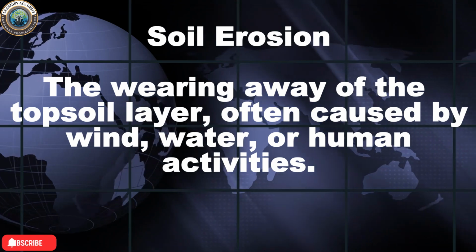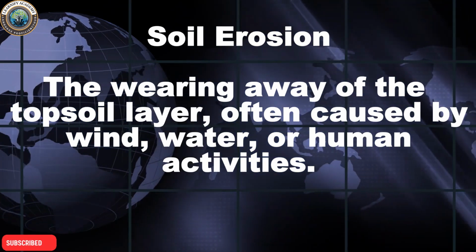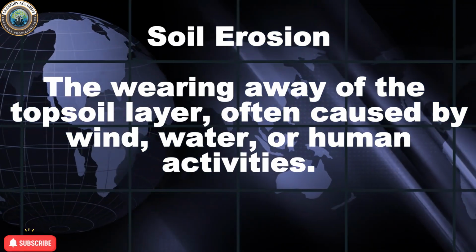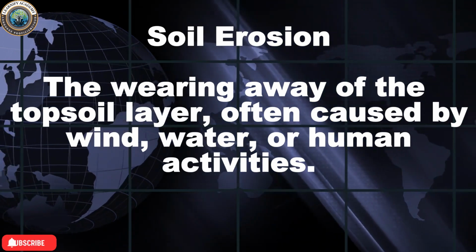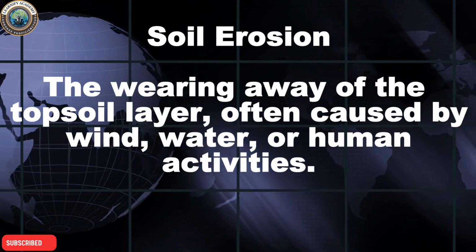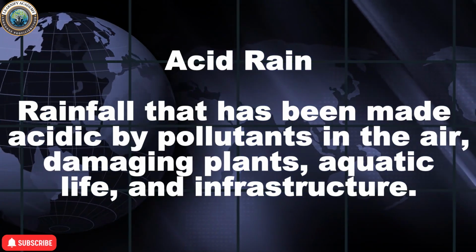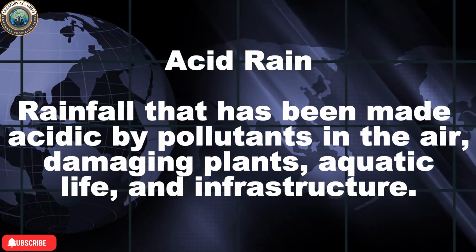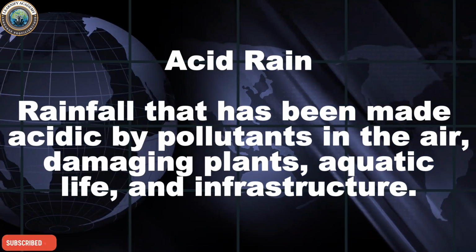Soil erosion, the wearing away of the topsoil layer, often caused by wind, water, or human activities. Acid rain, rainfall that has been made acidic by pollutants in the air, damaging plants, aquatic life, and infrastructure.